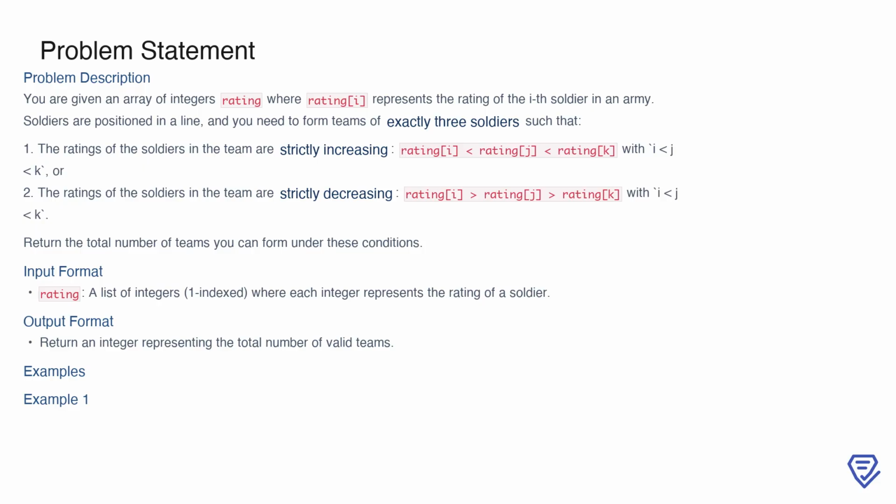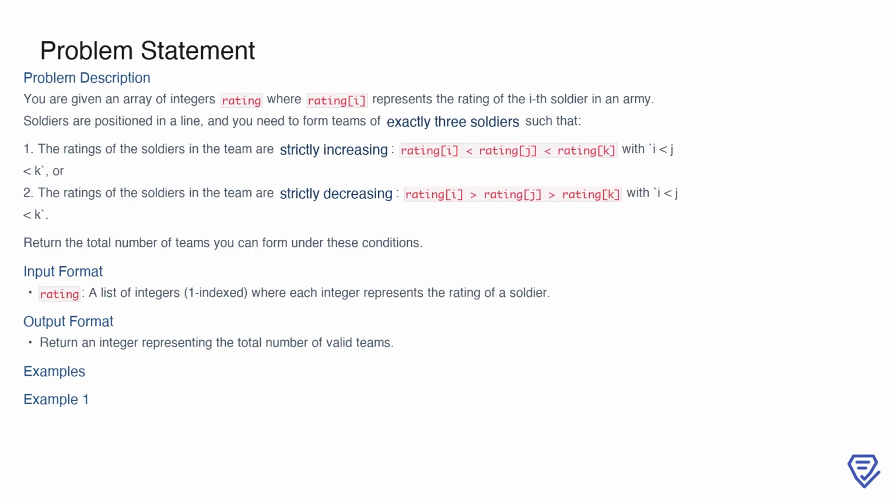First, the ratings must be strictly increasing, meaning the first soldier's rating is less than the second soldier's, and the second soldier's rating is less than the third. Alternatively, the ratings can be strictly decreasing, where the first soldier's rating is greater than the second, and the second is greater than the third.